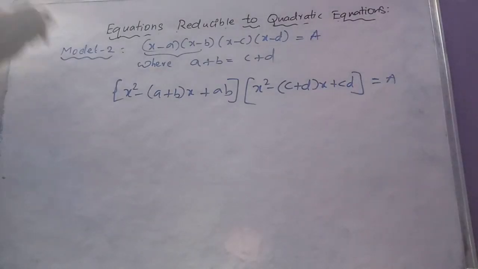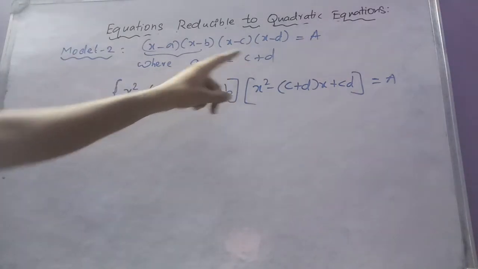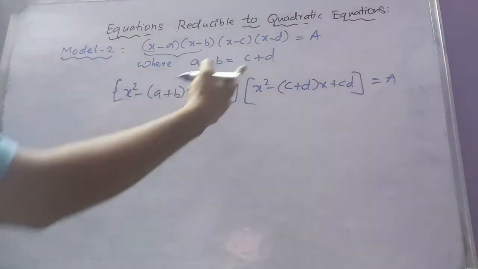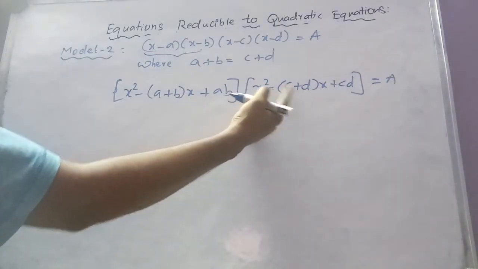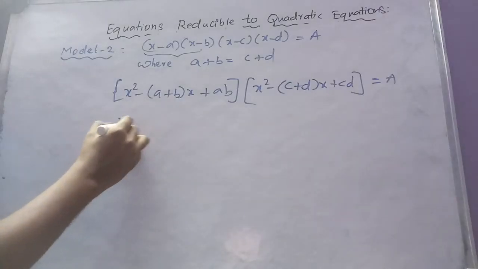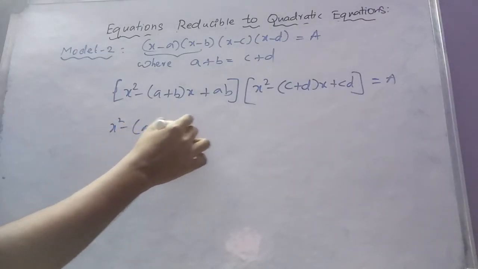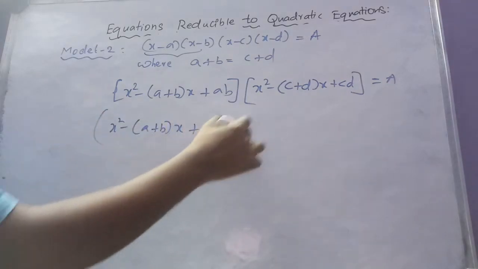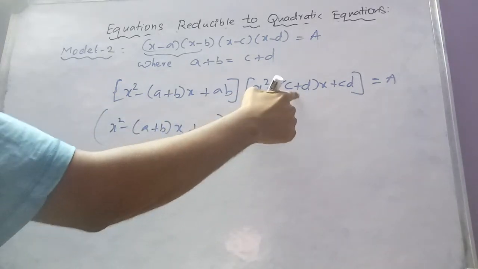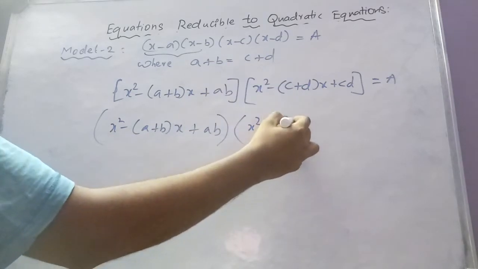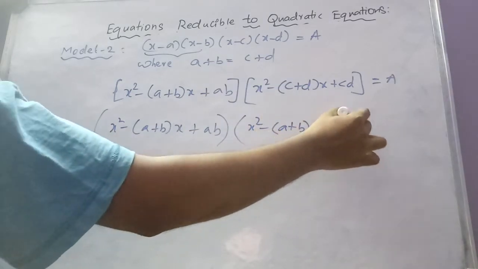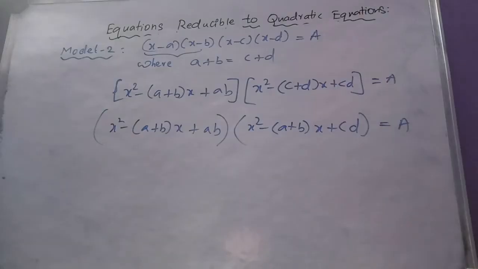So in the question, it is given that a plus b is equal to c plus d. So which means that in place of c plus d, here I'll write a plus b again. So x square minus of a plus b into x plus ab into x square minus of, in place of c plus d I'll write again a plus b only, is equal to capital A.